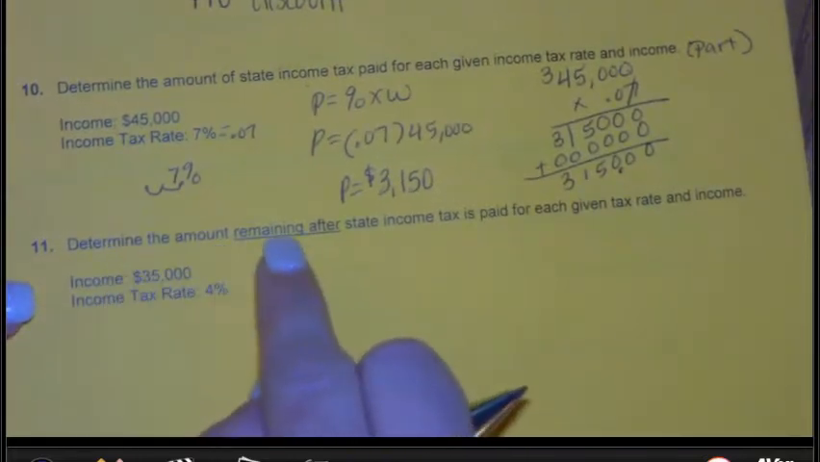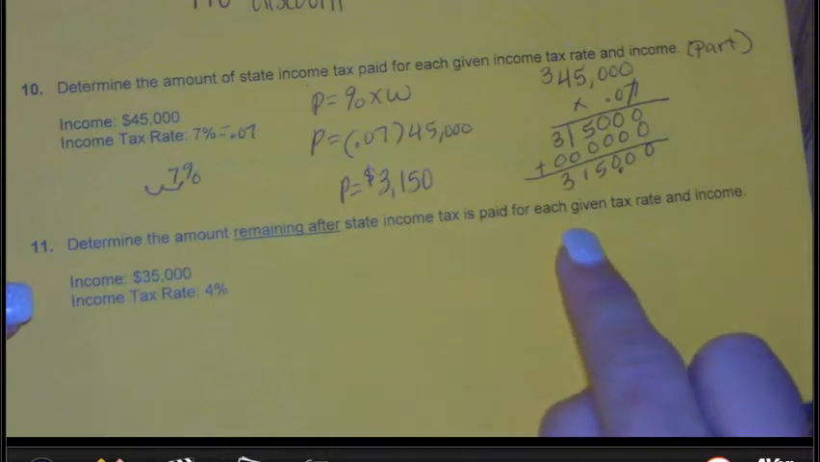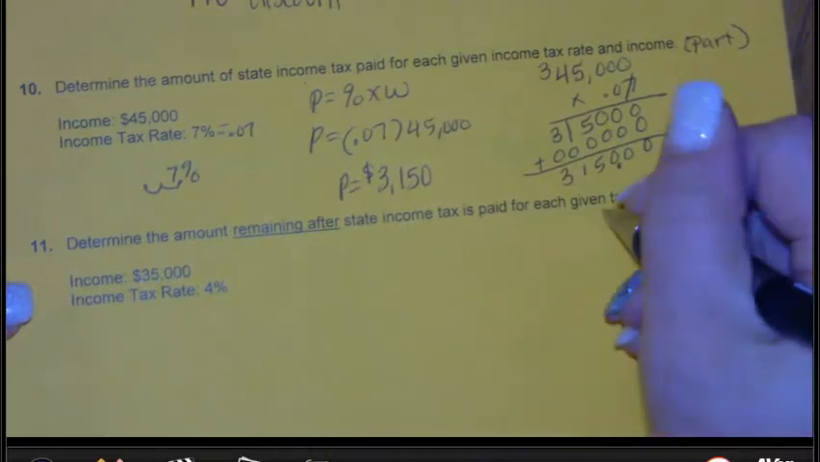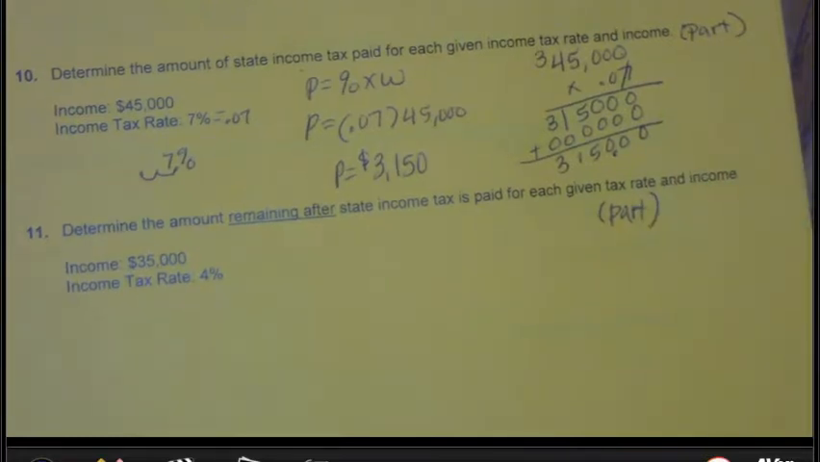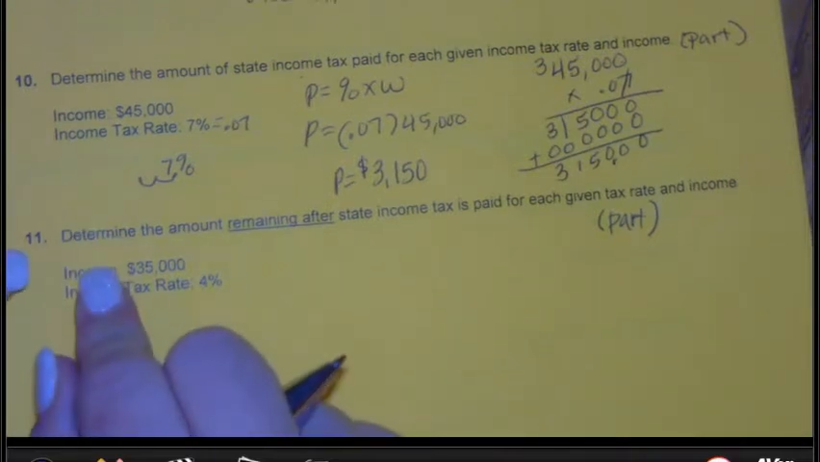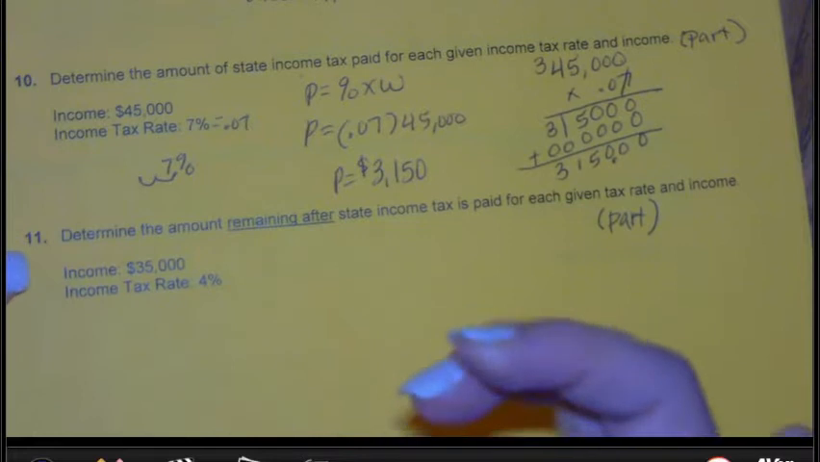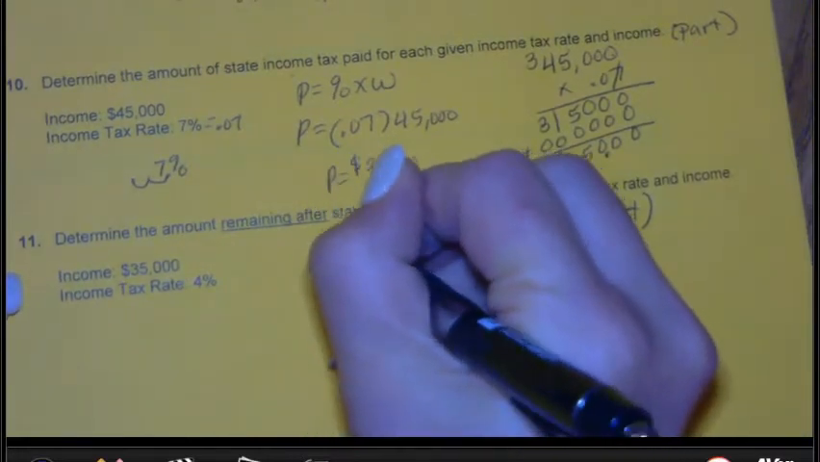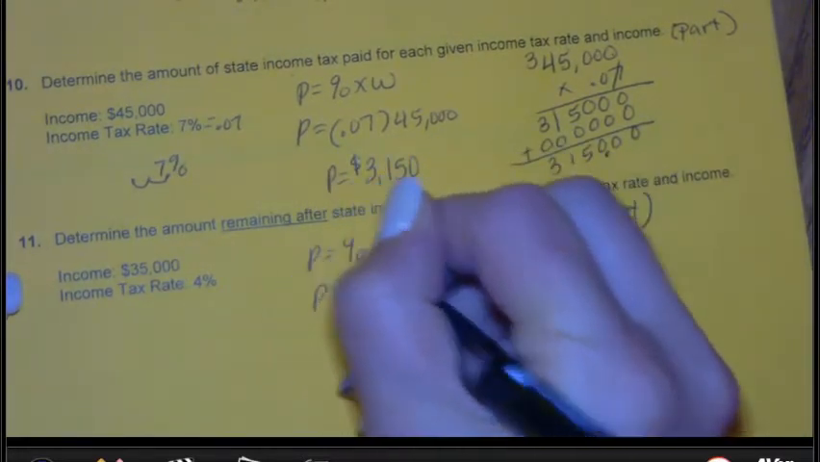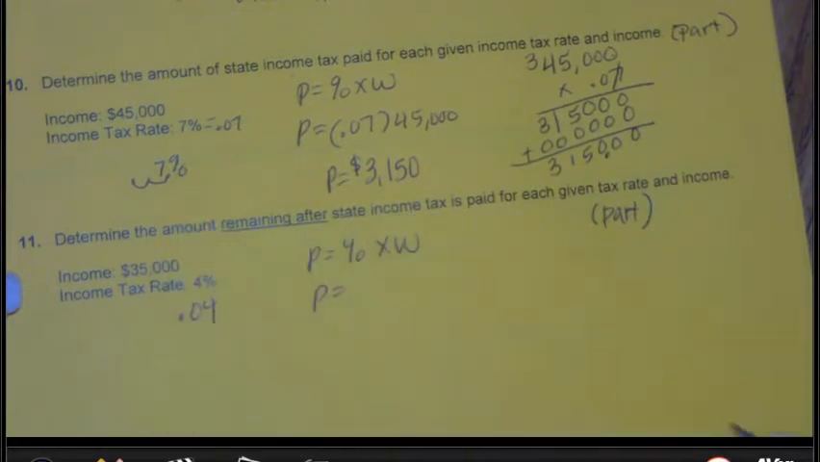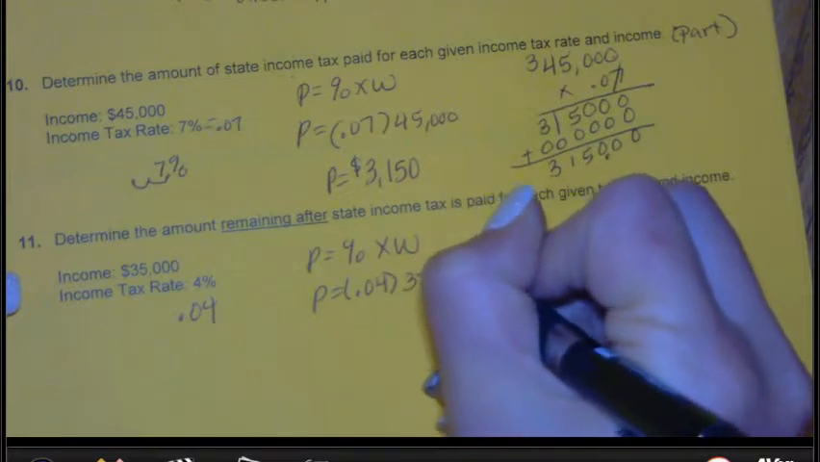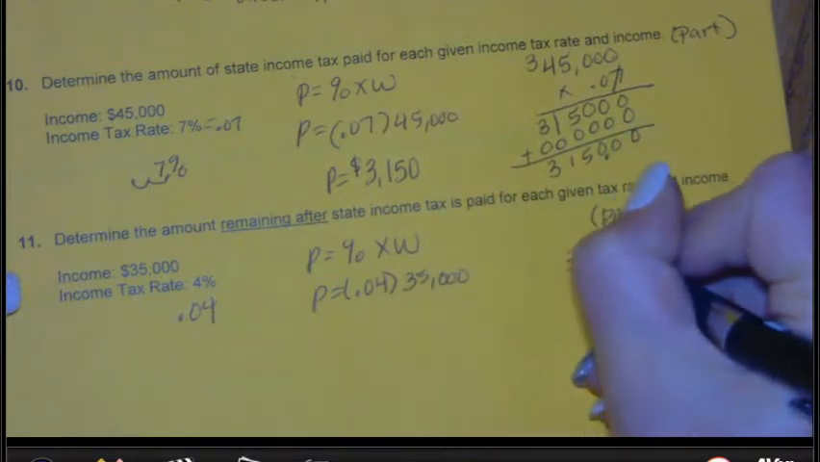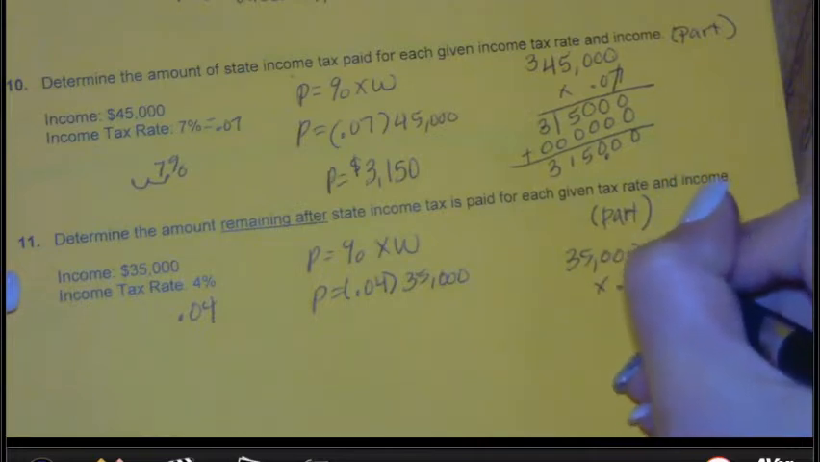Okay. Determine the amount remaining after state income taxes paid for each given amount. So I need to find the part of my problem, and then I need to subtract it because I need to find how much remains, because I want to know how much in taxes am I going to pay, and then how much do I actually get to take home. So part is equal to percent times the whole. Part is equal to, well, 4% is 0.04. So 0.04 times the total of 35,000. So I'm going to have 35,000 times 0.04.